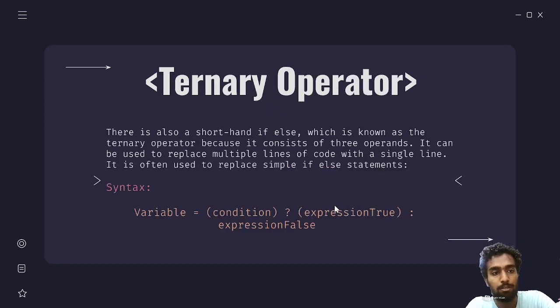Now the ternary operator. There is also a shorthand if else, known as the ternary operator because it consists of three operands. It can be used to replace multiple lines of code with a single line. It is often used to replace a simple if else statement. For example, it is the same as the if else statement. Here we can use it like this: condition, then this question mark represents if true, then we write the expression for true, whatever we have to execute for this, then colon, and for false, write the expression for false. Okay, so let's check.